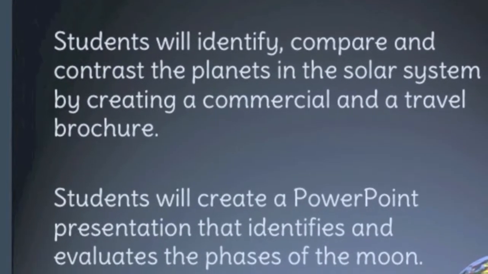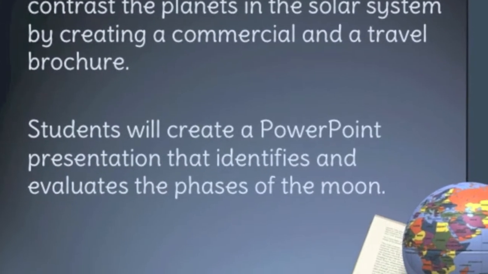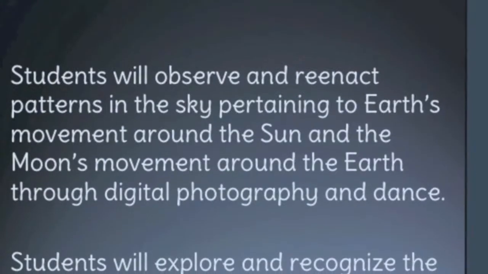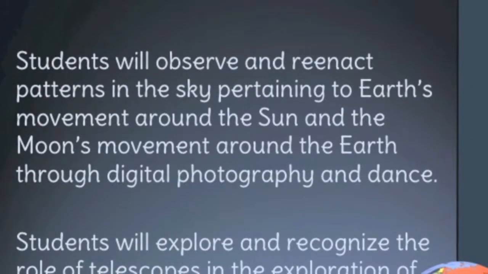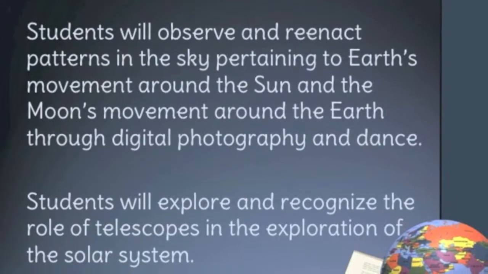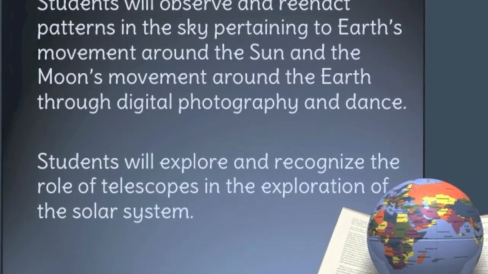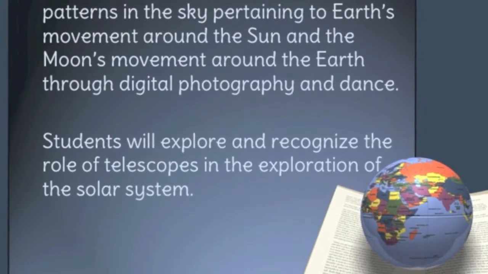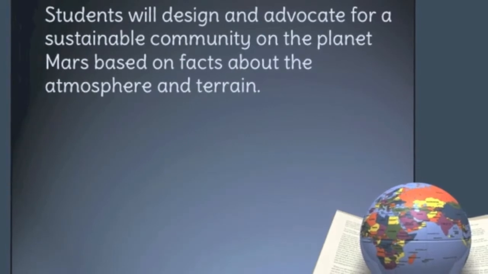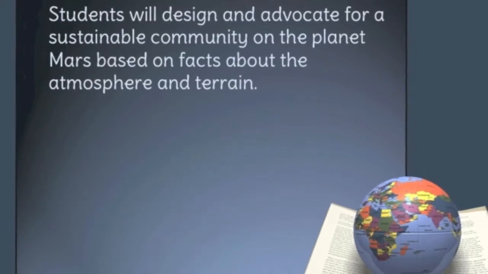Students will identify, compare, and contrast the planets in the solar system by creating a commercial and a travel brochure. Students will also create a PowerPoint presentation that identifies and evaluates the phases of the moon. Students will observe and reenact patterns in the sky pertaining to Earth's movement around the Sun and the Moon's movement around the Earth. They will record this with digital photography and reenact it with a dance. Students will also explore and recognize the role of telescopes in the exploration of the solar system. Students will also design and advocate for a sustainable community on the planet Mars based on facts about the atmosphere and terrain.